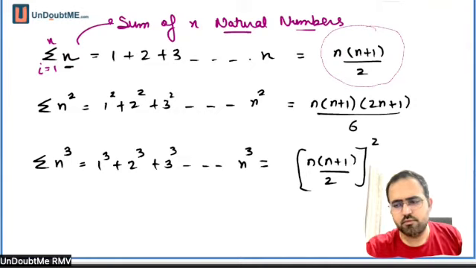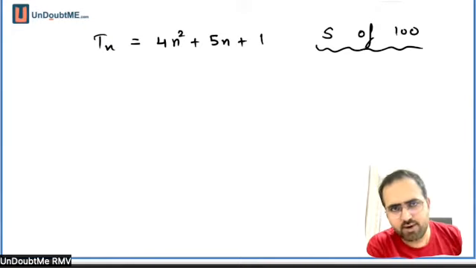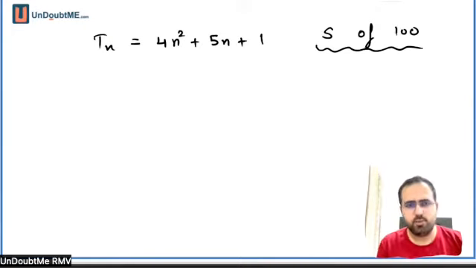Now let's say for a sequence they have given us the nth term, 4n square plus 5n plus 1. This is the nth term of the sequence, and they want us to find the sum of 100 terms. Now what you're going to do for such a case, please take it as a question. The steps which I'll be doing over here will be applied in all similar types of questions.